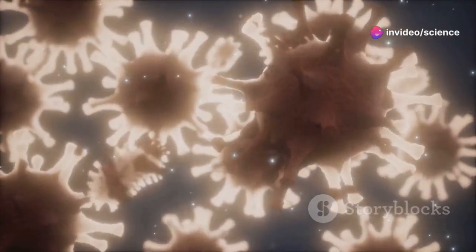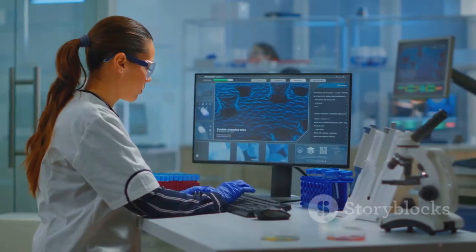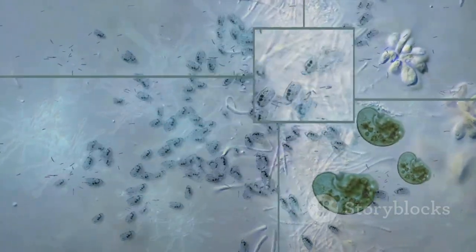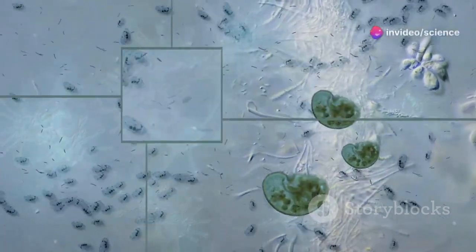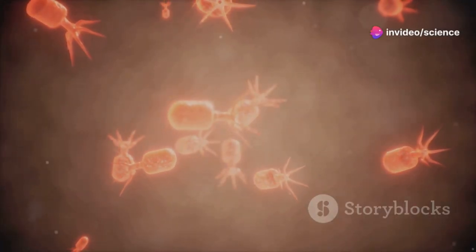You see, when a virus replicates, it sometimes makes mistakes when copying its genetic material. These mistakes are called mutations. Most mutations are harmless, but sometimes a mutation can give the virus an advantage. For example, it might make the virus more contagious or better at evading our immune system.